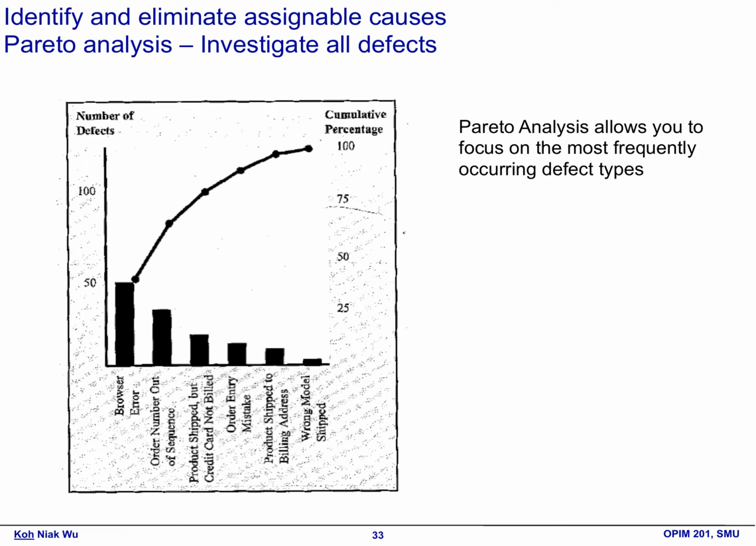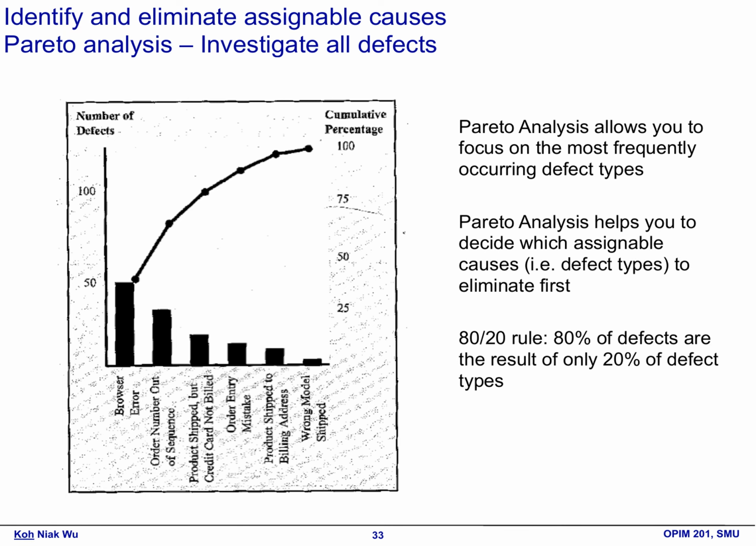"Imagine if we could focus on just a few issues causing the majority of our problems," she said, pointing to a graph displayed on the screen. The chart illustrated how certain types of defects were far more common than others. Using this analysis, they discovered something surprising. 80% of the defects came from only 20% of defect types.